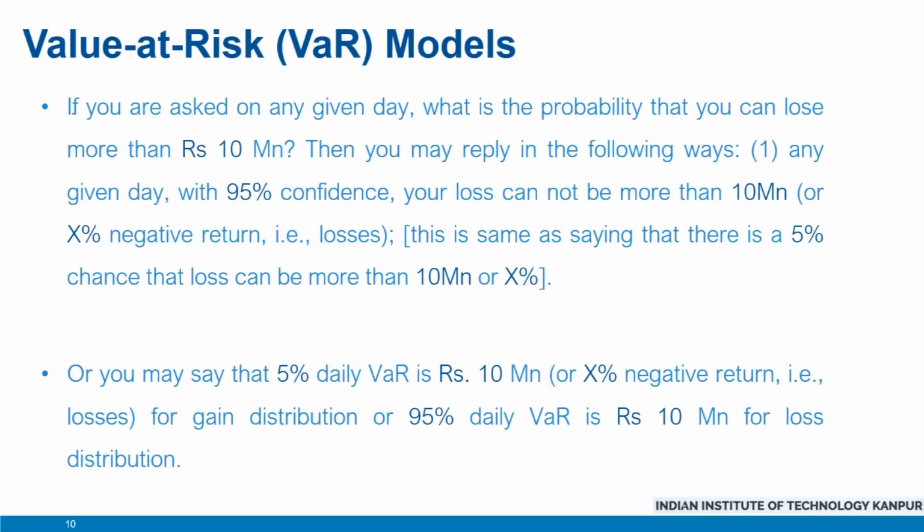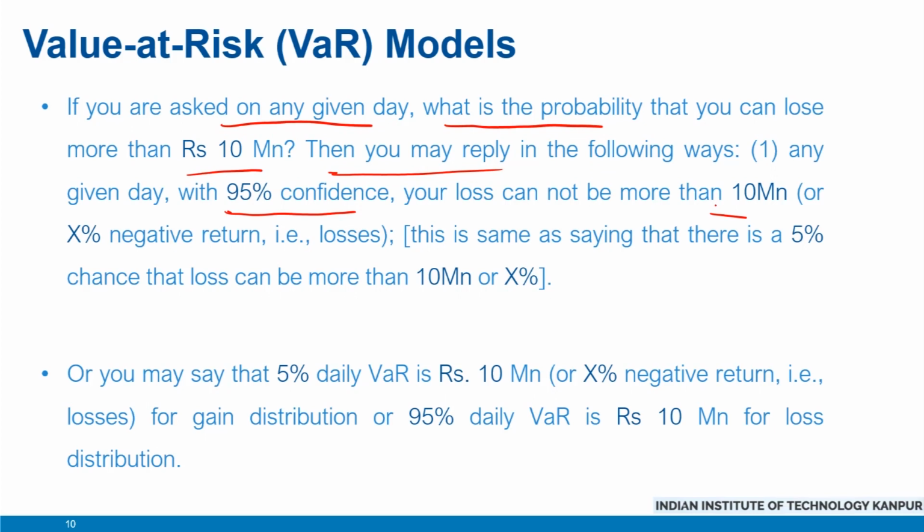Recall how we expressed VaR. We said that if you are asked on any given day, let's say we are talking about daily periods, what is the probability that you can lose more than 10 million? You may reply in the following manner. You may say that on any given day, if daily is my horizon, then with 95% confidence, I cannot lose more than 10 million on my portfolio.